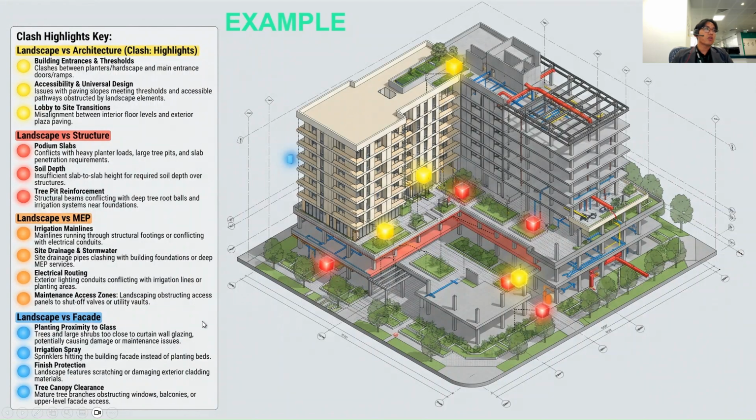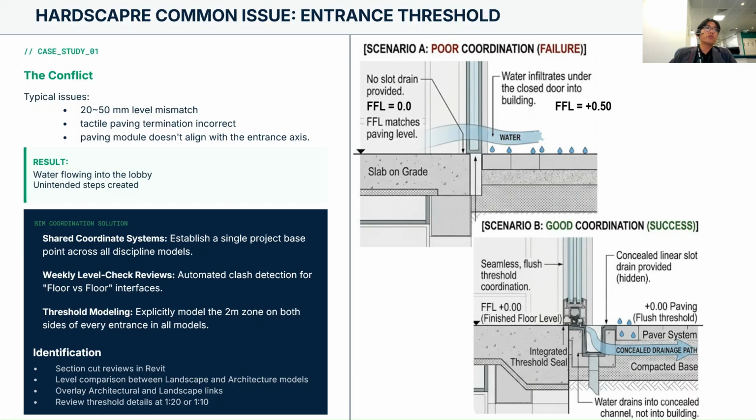This image highlights that we will go through four areas of coordination with different disciplines. The first one, we will review a very typical and very common issue of hardscape: the entrance threshold. The typical issues are that we usually have a level mismatch, the tactile paving terminations are incorrect, and the paving model doesn't align with the entrance axis.